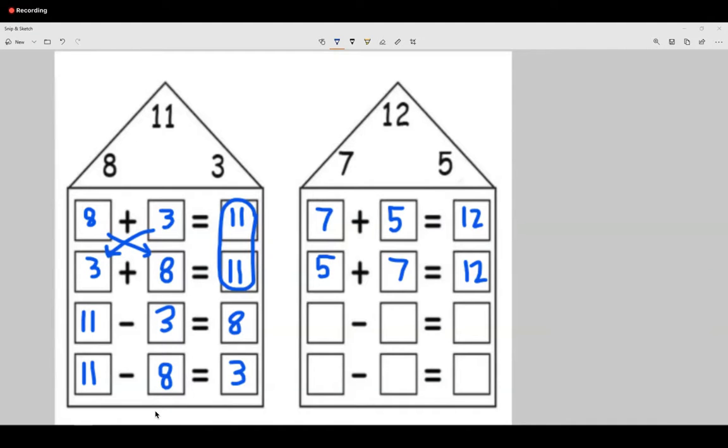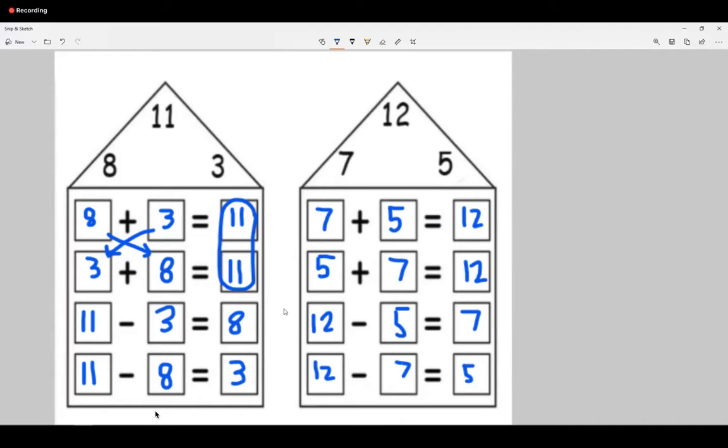Ariana said 12 minus 5 equals 7, and Vinny Brooks said the same thing. So 12 minus 5 equals 7. That's exactly right. And then Ari said the other version, which is 12 minus 7 equals 5.